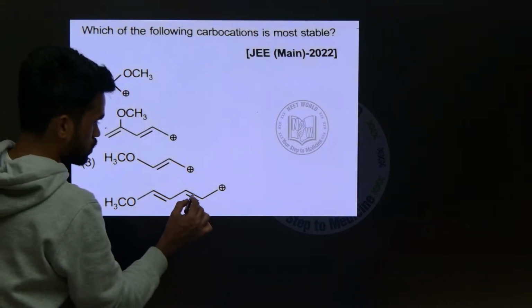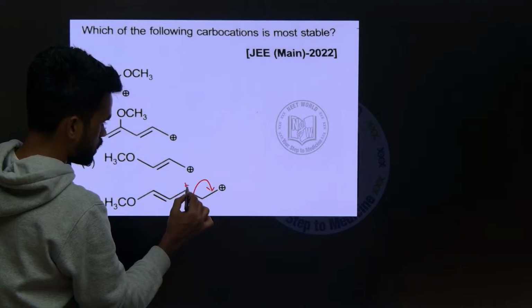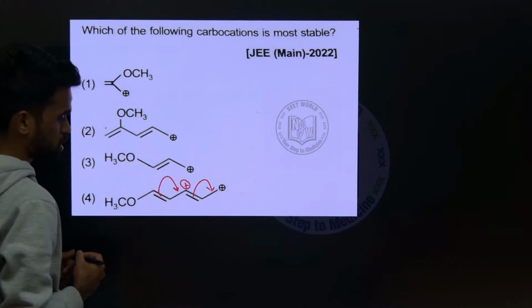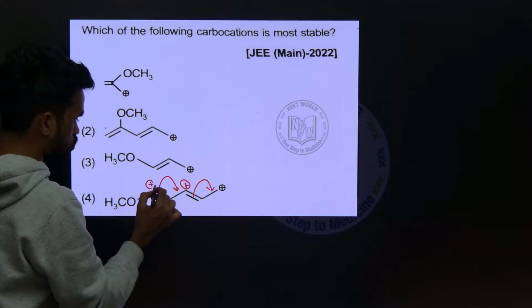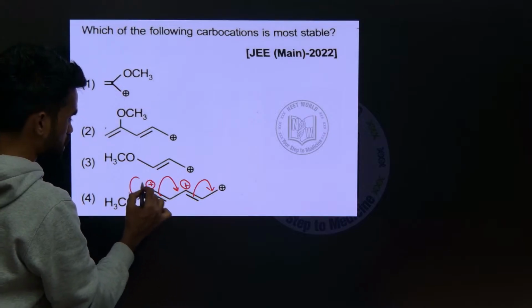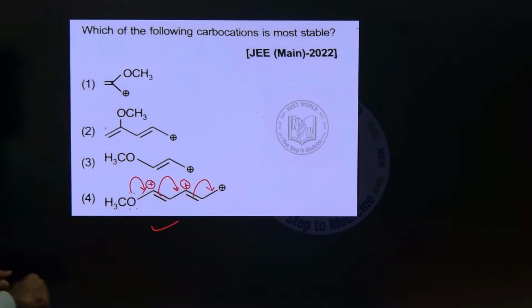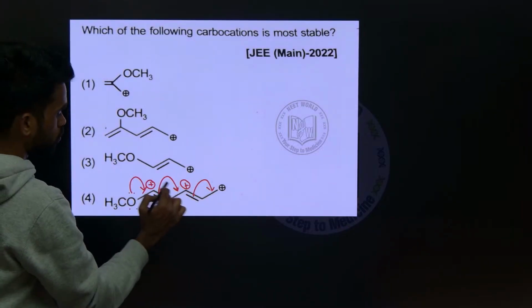See, this positive charge can be donated here, we will get a positive charge here, and this can be stabilized by donation of these pi electrons. So you will get a positive charge here, that can be stabilized by this lone pair of electrons. Okay, it is perfectly in a conjugation system. So 1, again 2, this is 3.